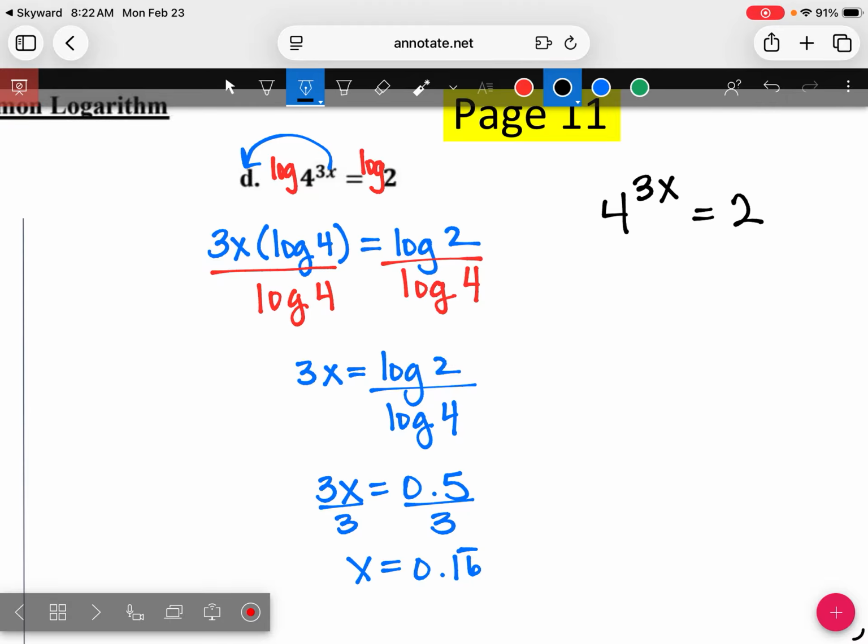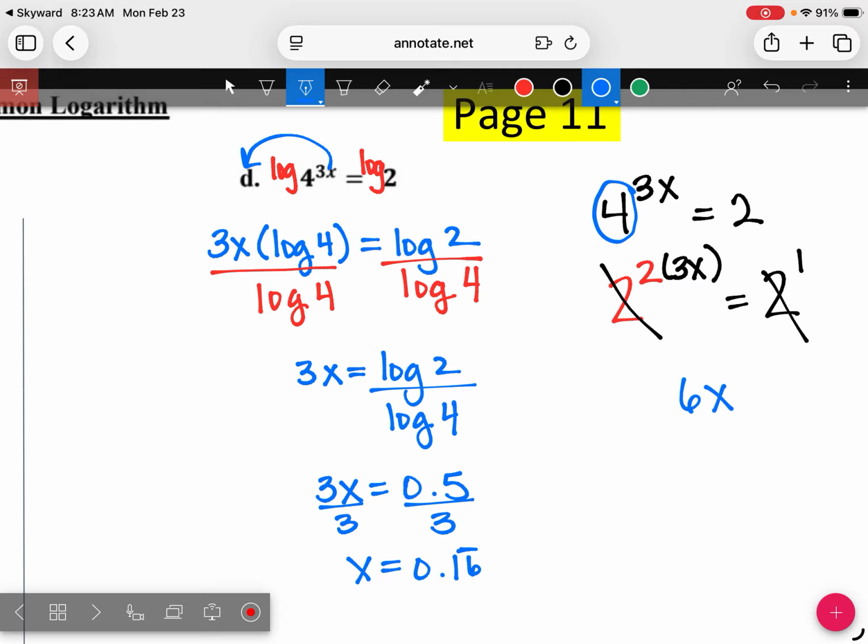How can I rewrite 4 with a base 2? 2 to the what power is 4? So I could change that 4 to 2 squared. Bring that 3x down. And that equals 2. There's an invisible 1 right there. This will cancel. That would give me 6x equals 1 and x equals 1 divided by 6, which is the same thing.